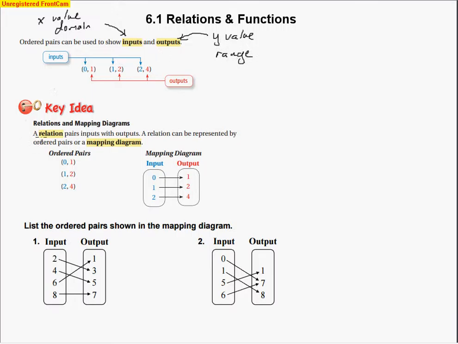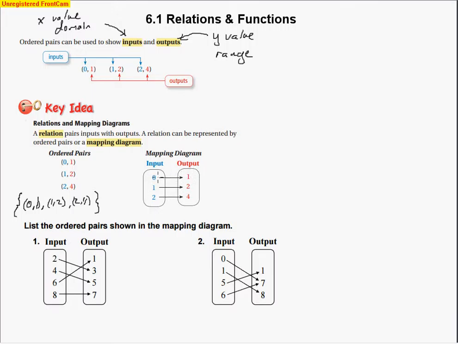A relation is just a set of ordered pairs, and this is a way of conveying that set of ordered pairs. We could show it in this form, and sometimes they'll use a brace and write down the ordered pairs inside that brace. This would be a relation. Another way of showing that, that might take up a little less space, is a mapping diagram, where the inputs are usually on the left-hand side and outputs on the right.